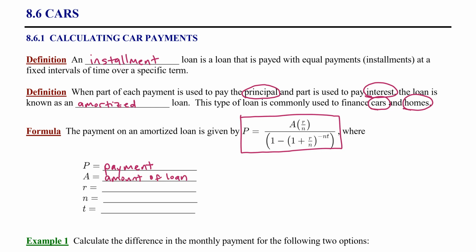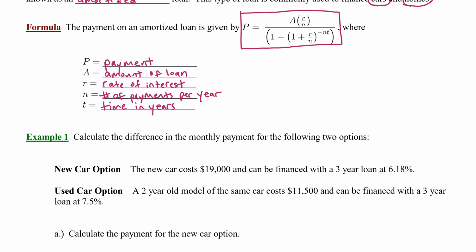Other things you need to know are what's the rate of interest for the loan. You can look that up and research best rates. N is the number of payments per year, or the number of times interest is compounded on that loan per year. Those are going to be the same. And finally, T is time in years, or the term of the loan. With a car, it can be anywhere from 2 to 8 years. So let's experiment with this new formula.